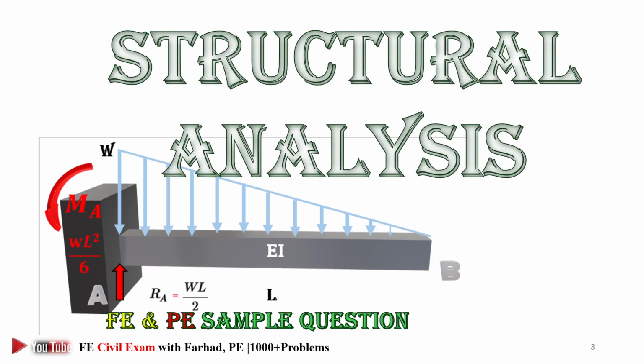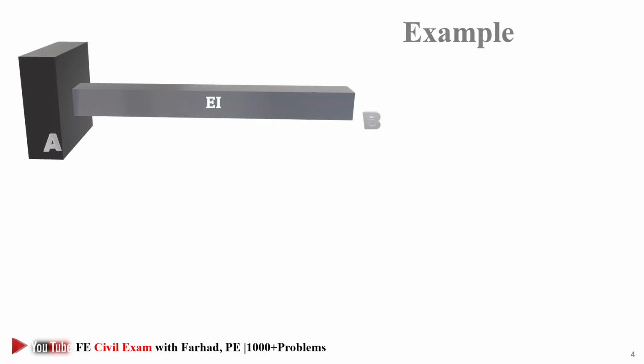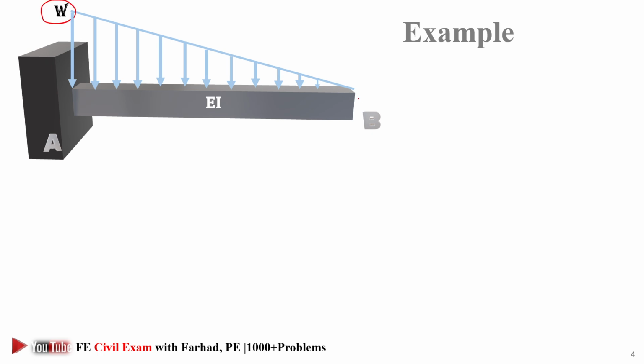Let's review an FE/PE sample question in structural analysis. In this example, we have a cantilever beam AB carrying a triangular loading. It starts at support A with the amount of W and reaches 0.